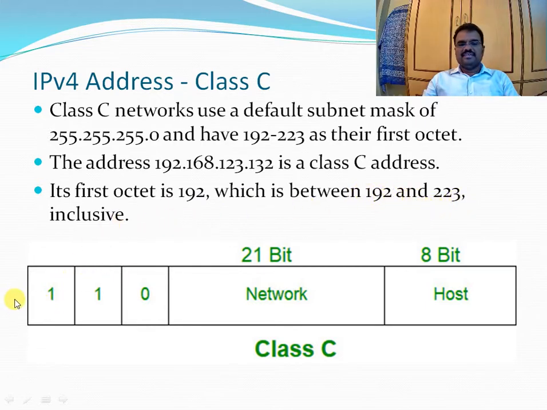So here we can see the first 3 bits in the first octet, 110, indicate that it is a class C address, and the remaining 21 bits indicate the network ID, and the last 8 bits are used to identify the host address in the class C addressing scheme.